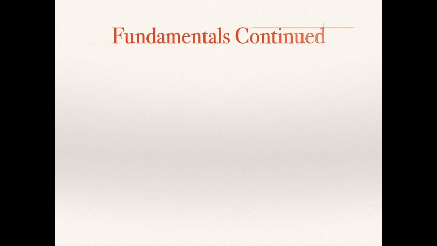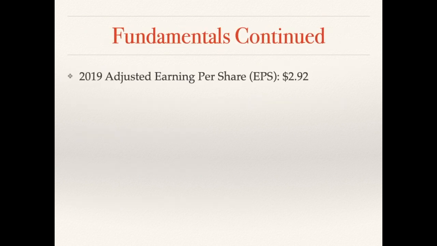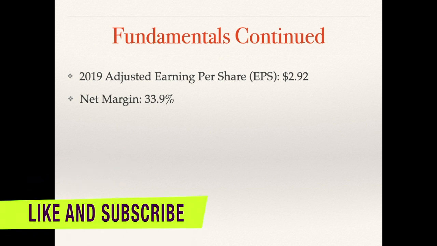So let's continue with fundamentals. For 2019, adjusted earnings came in at $2.92. Net margin is a nice rate of 33.9%, and this is better. This rate was for 2019, and for 2018 the company had net margin of 23.5%. So net margin increased almost 10%. So that's great news there, and so far it's been consistent with what I've seen from the last quarter reporting.